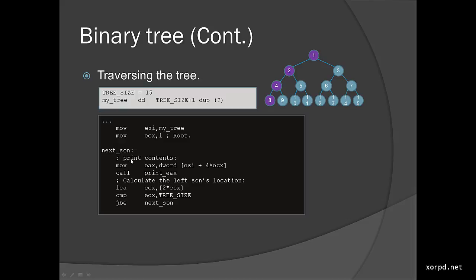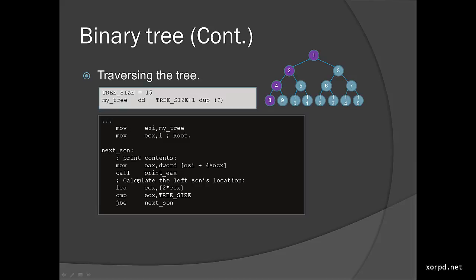Every time we are going to print the contents of the current node, and then we are going to calculate the left son's location in this array. We read the contents of the node by just reading the memory, ESI plus 4 times ECX. The 4 is here because this array is an array of D words, and every D word is of size 4. Next, we print EAX.